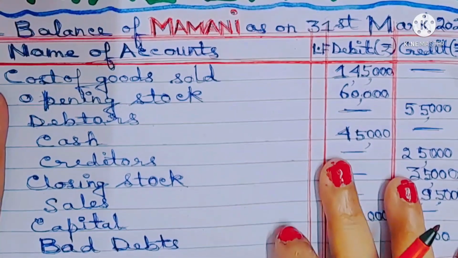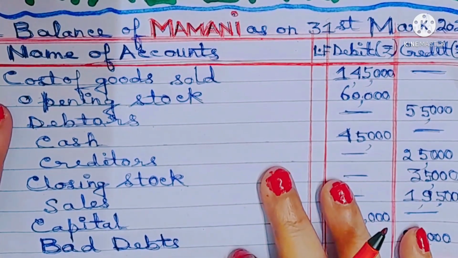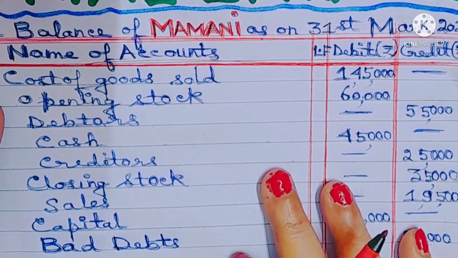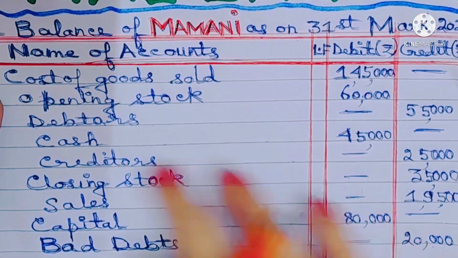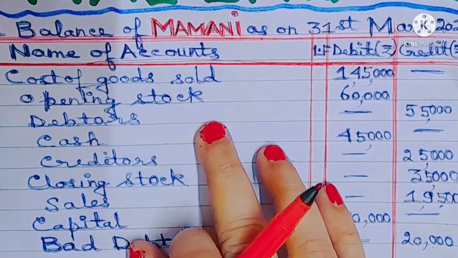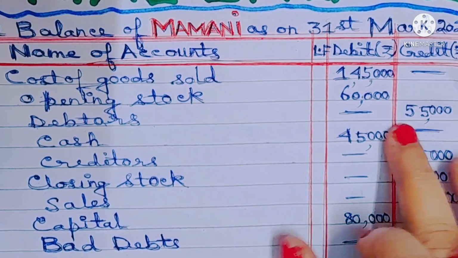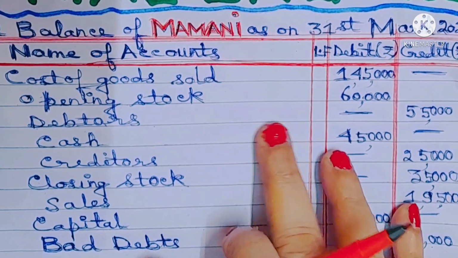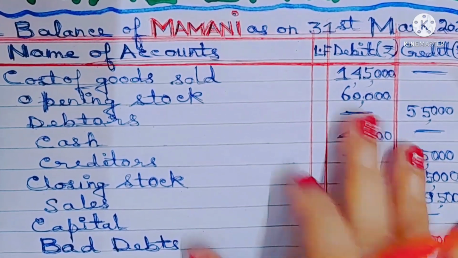So you will write opening stock will not appear in the trial balance because opening stock account has been closed as a result of adjustment against cost of goods sold. Understood? Let's see the next account. Debtors. Debtors has been wrongly written in the credit column. So let's rectify debtors and let's write 55,000 in the debit column.